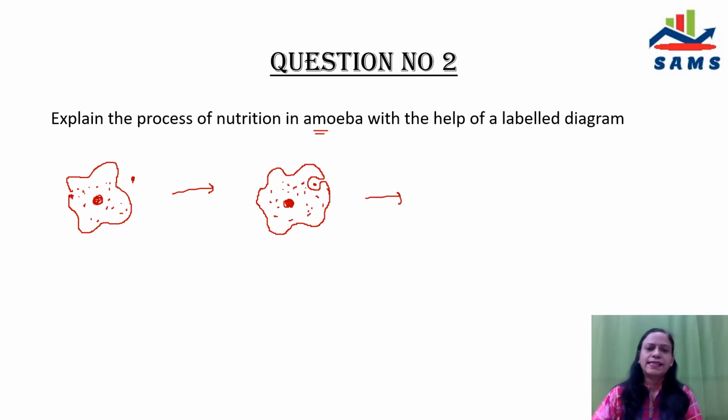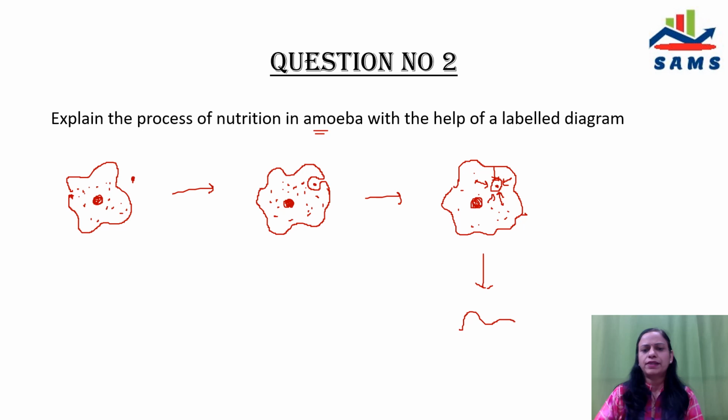Now, once the food is taken in, then what happens? Then the process of digestion is supposed to occur. So when the process of digestion is to occur, the food vacuole is drawn over here. So the enzymes are secreted inside the food vacuole. So the process of digestion occurs here. And then finally, the digested food is absorbed.